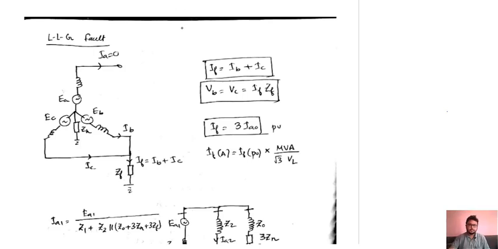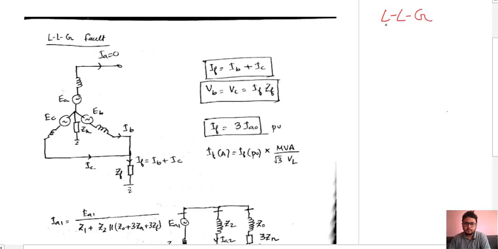Welcome back, students, to a new lecture on fault analysis. We are doing fault analysis, so today's lecture is on double LG fault. We have already discussed single line to ground fault and double L fault. Today we will be discussing double line to ground fault. That means our fault will occur between two lines and ground.